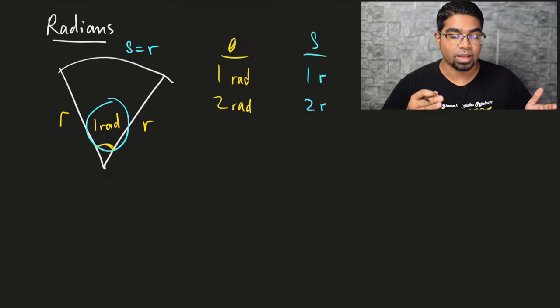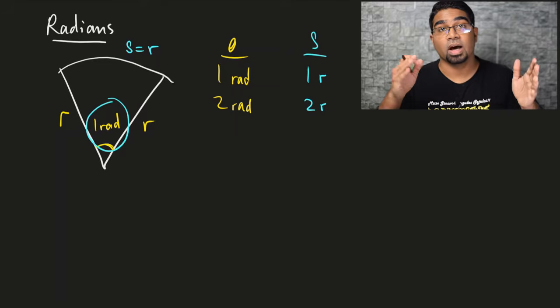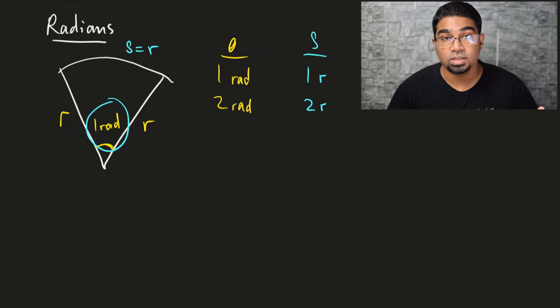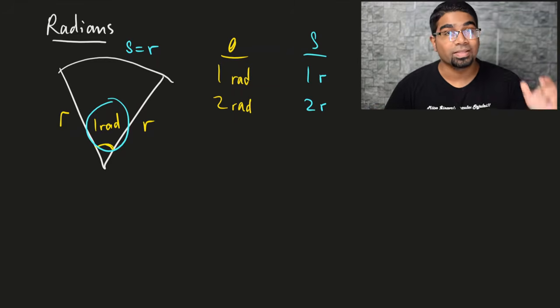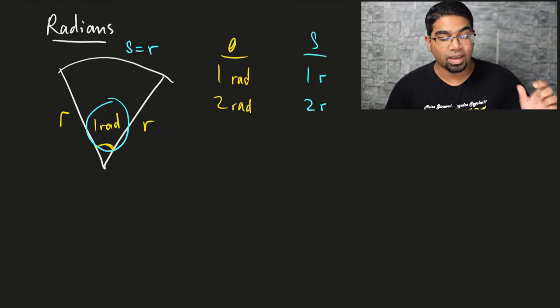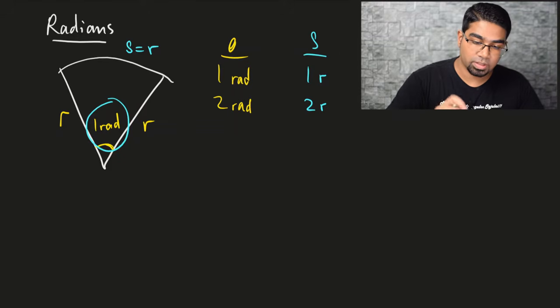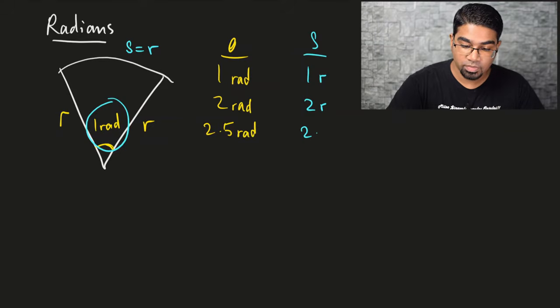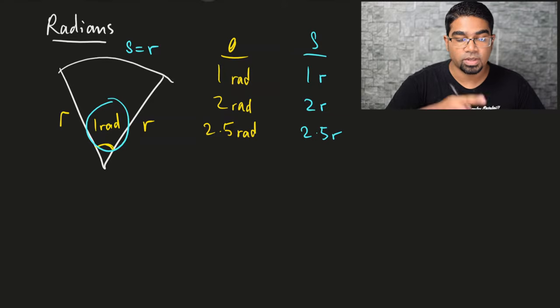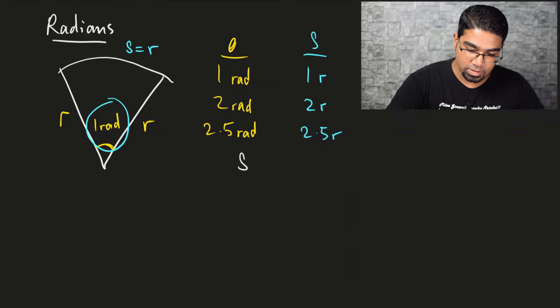So we can see here that the length of the arc is just a multiple of the radius, and that multiple is simply the angle in radians. So for example, if I had 2.5 radians, then the arc length would be 2.5 radii. And this is where we get the formula for arc length, and that is S equals r theta.